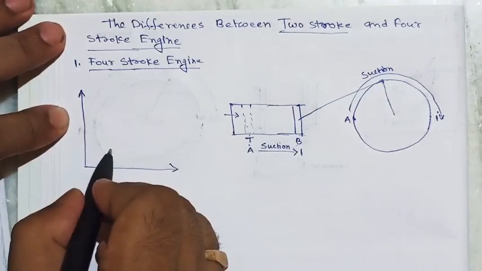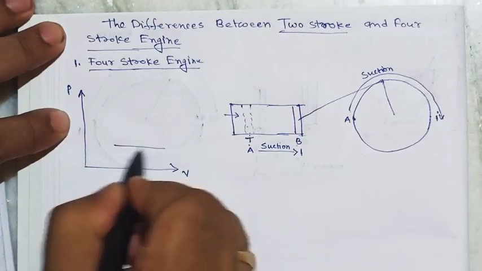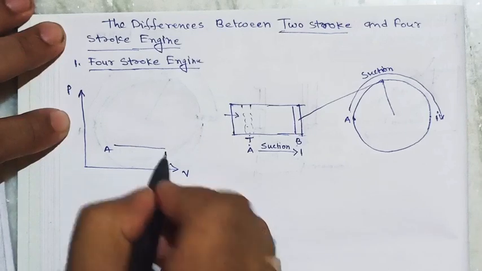If we represent a cycle, you can see that this process is the constant pressure process. This is P and this is V. This is the suction process. This is A, this is 1.